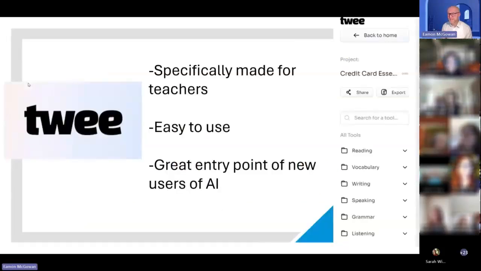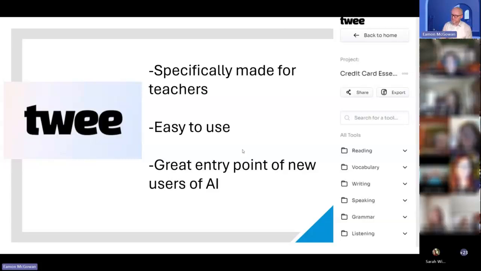All right, so let's talk about TWE. TWE, specifically made for teachers. It is an AI chatbot. It's easy to use, and if you have never used AI, this is your entry point, right? This is your entry point.